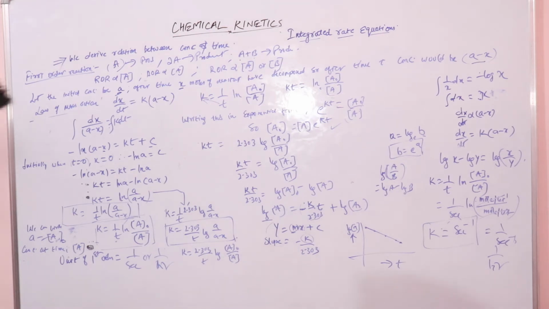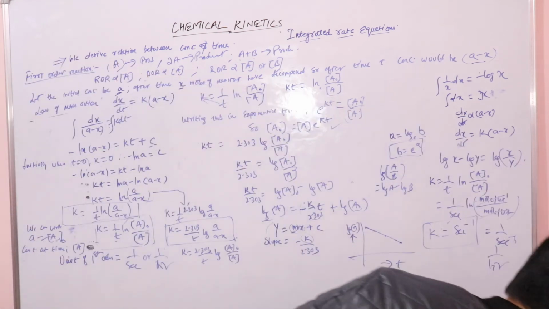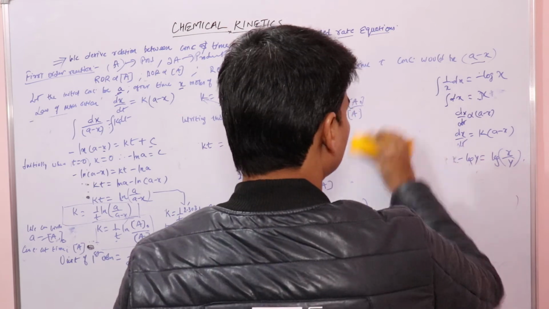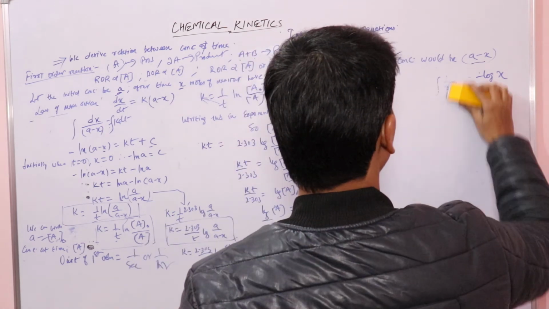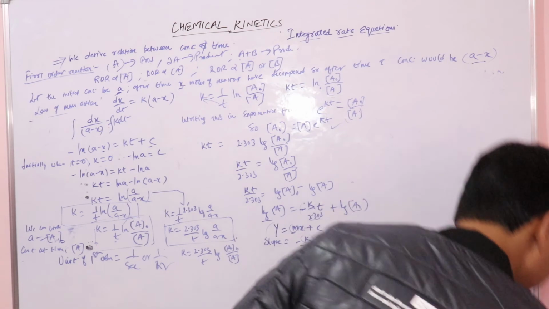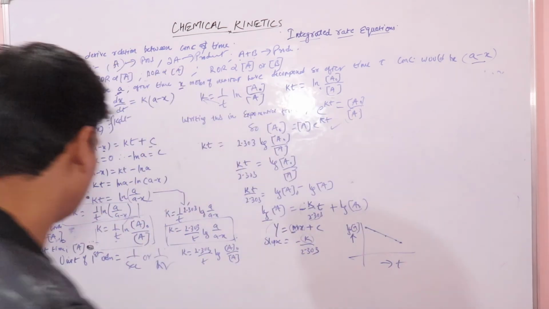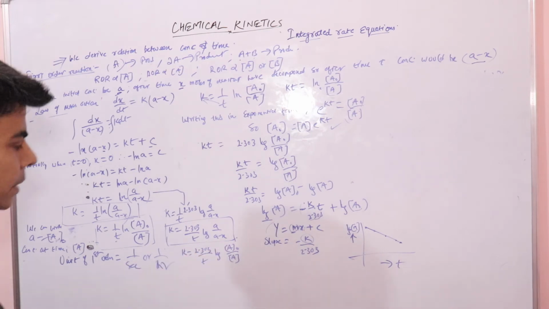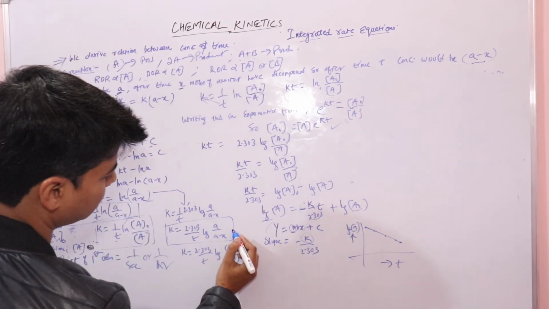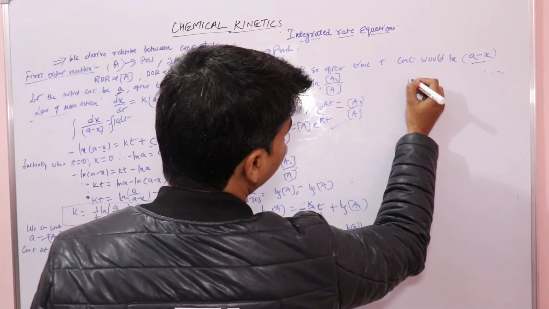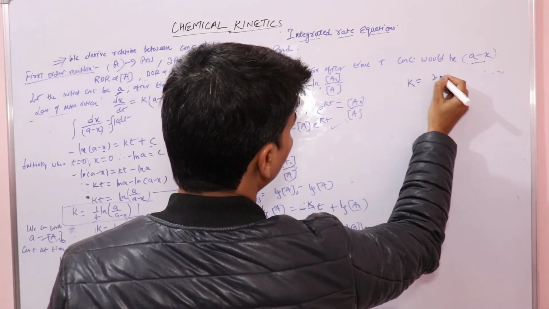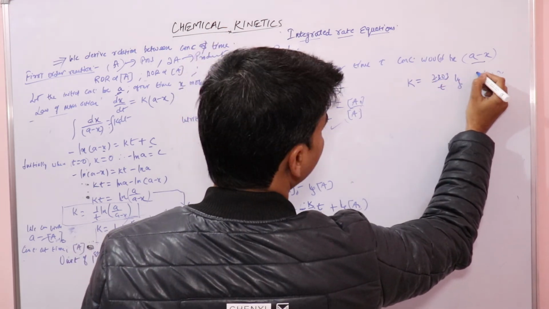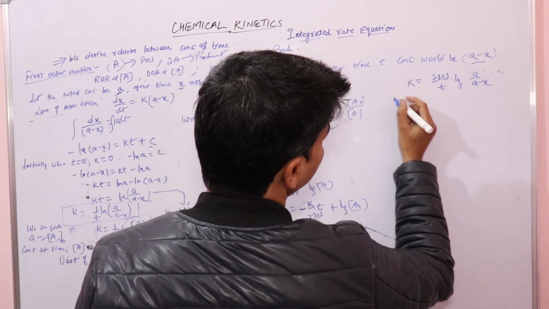Now we'll see one more thing. We'll look at the half-life for first order reactions. For the half-life, we'll put x equal to a by 2 in this equation: k = 2.303 upon t log a upon (a minus x), right?